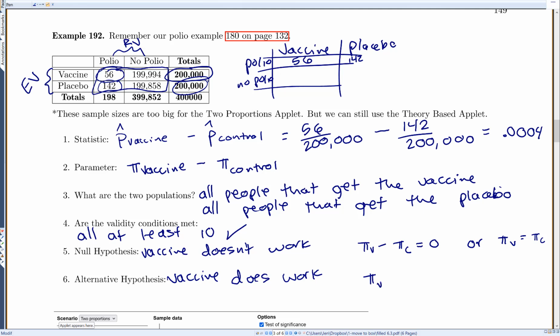So if it does work, let's think about this. If I subtract them, the proportion for the vaccine should be smaller. If it's working, fewer people should get polio. And so if we have something smaller minus something bigger, we should actually get a negative number, right? Or it can be easier for me to think about it this way: if I want to just compare the two population proportions, I want the vaccine one to be less. And so that's an easier way sometimes for me to come up with that it should be a less than sign.